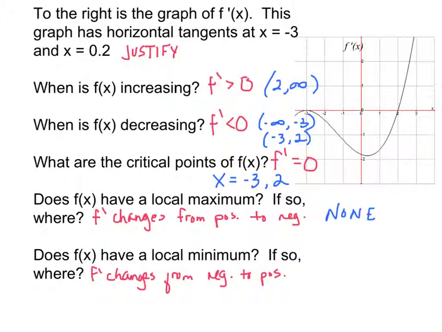And the function has a local minimum when the derivative changes from negative to positive. That occurs at x equals 2.